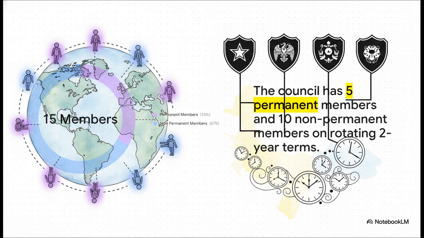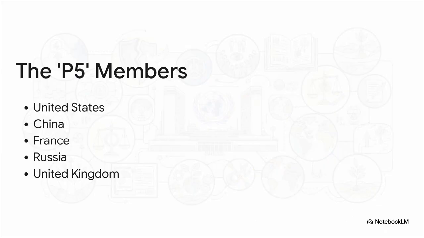Instead of 193 members, you only have 15. But here's the really critical part. 10 of those members are elected, and they rotate out every 2 years. But 5 of them, well, they're permanent. And that split is the key to understanding how this whole thing really works. These are the famous P5, the permanent 5, and their special status is basically a direct hangover from World War II. Think about it.